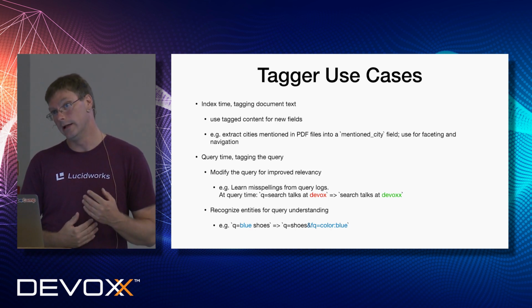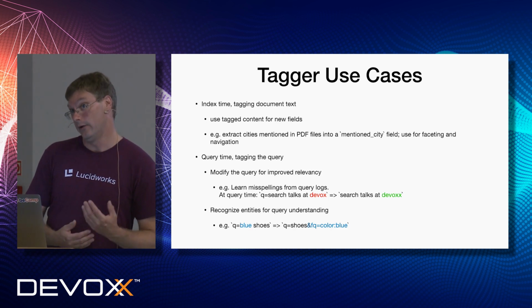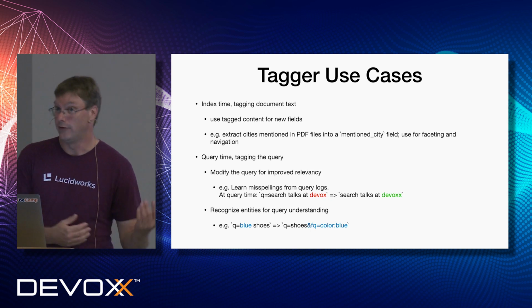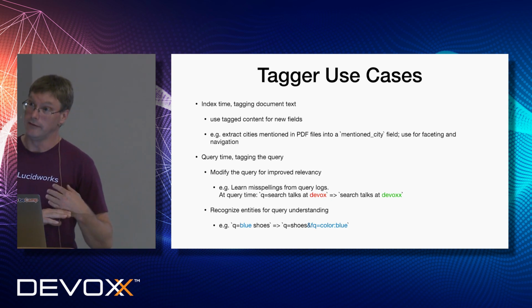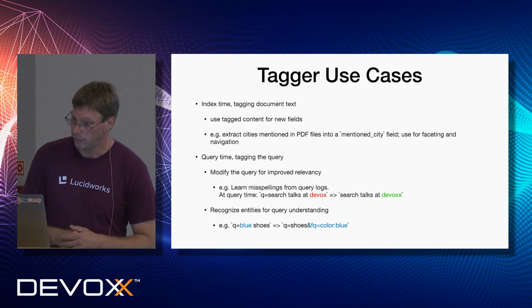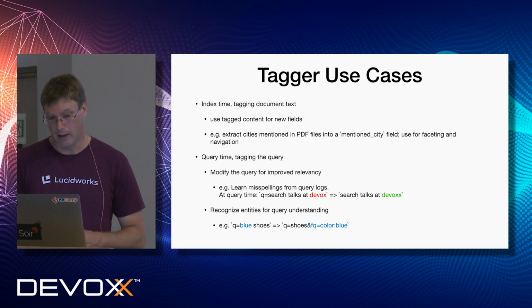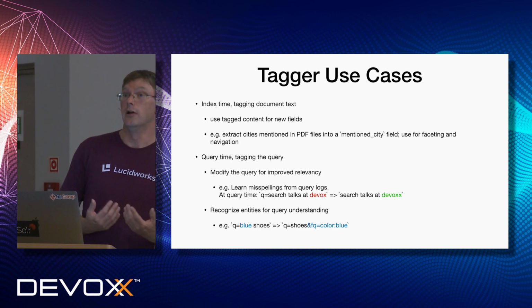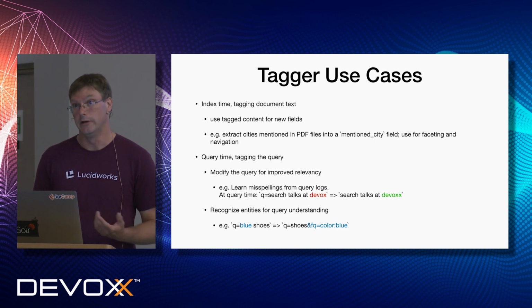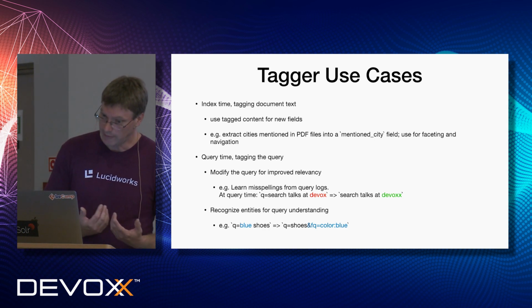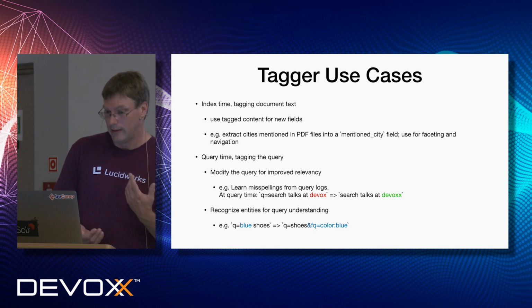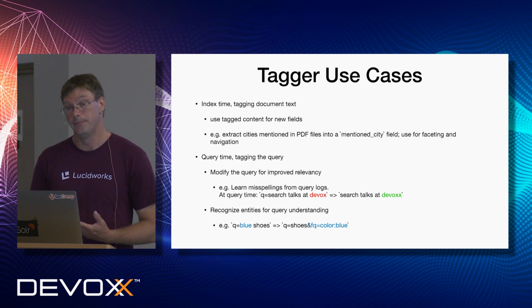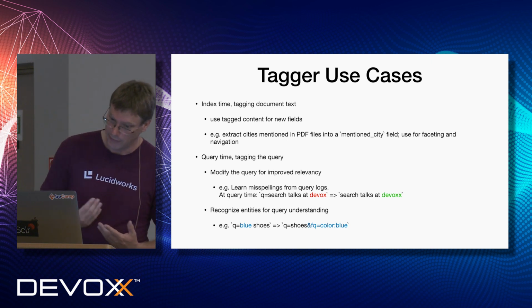That gives you the ability to facet or navigate or narrow down the PDF documents that happen to mention a particular city, for example. So index time is a powerful way to leverage that. Another way is that you could leverage it at query time. And you leverage that query time to improve relevancy or for better query understanding. And you can see the two examples there.